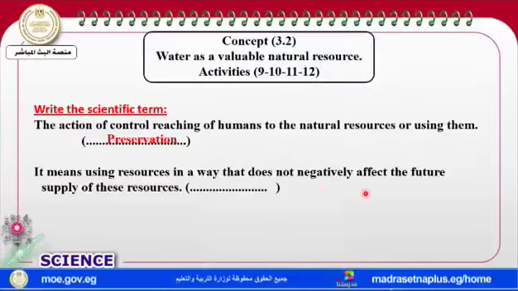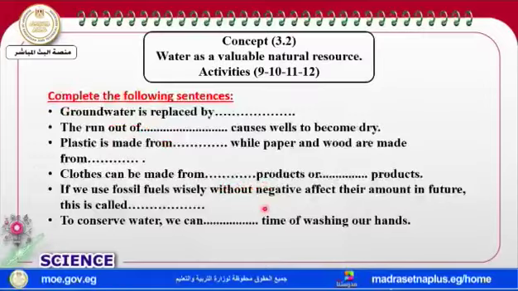The next one. It means using the resources in a way that does not negatively affect the future supply. If we use the resource in a way that does not negatively affect the future supply, this word means we manage the use of the resource. And that's called what? Sustainability. So using the resource without negatively affecting the future supply, that's sustainability. Okay, let's move to another question. Complete the following sentences.